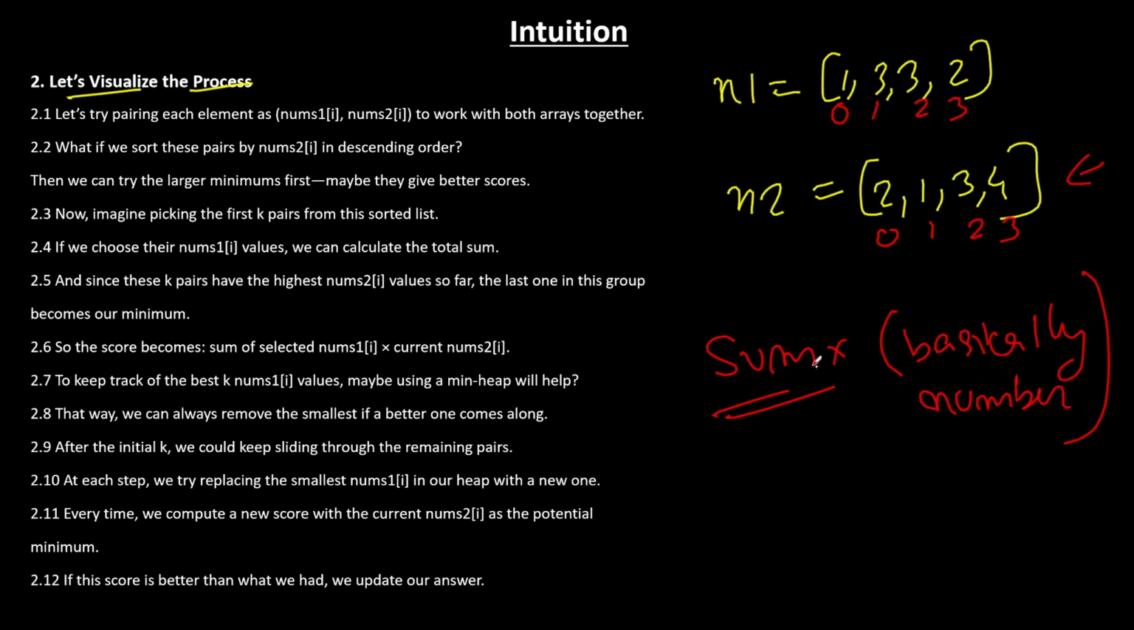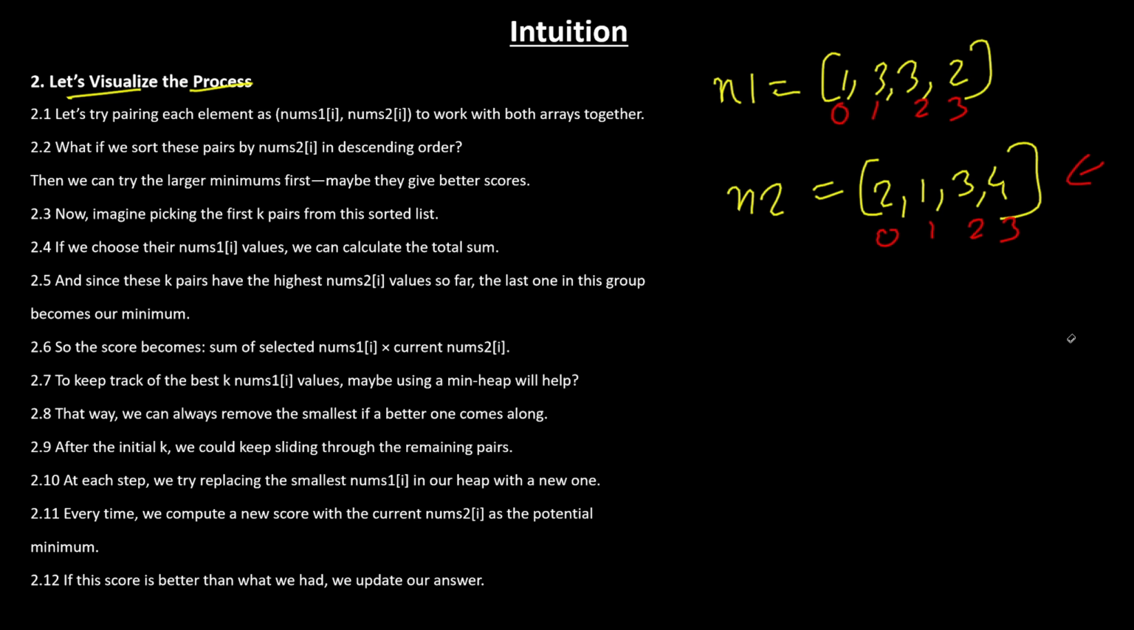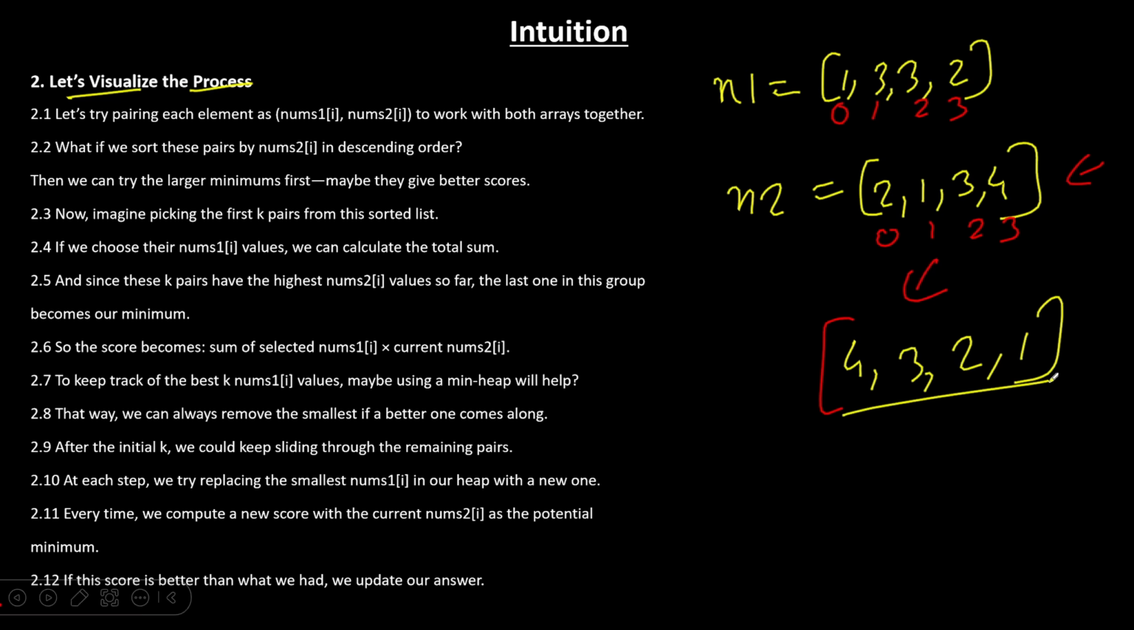So what we can do? What I'm trying to say here is that we try to take the maximum element from the nums2. But it has to be the minimum, but it has to be the maximum. What I'm trying to say here basically is that if we sort this particular thing, what we get? 4, 3, 2, 1, right? We get this. Now, the index for the 4 was, let me write the index here. It's 3. Okay. For the 3, it was 2. For 2, it was 0. And for 1, it was 1.